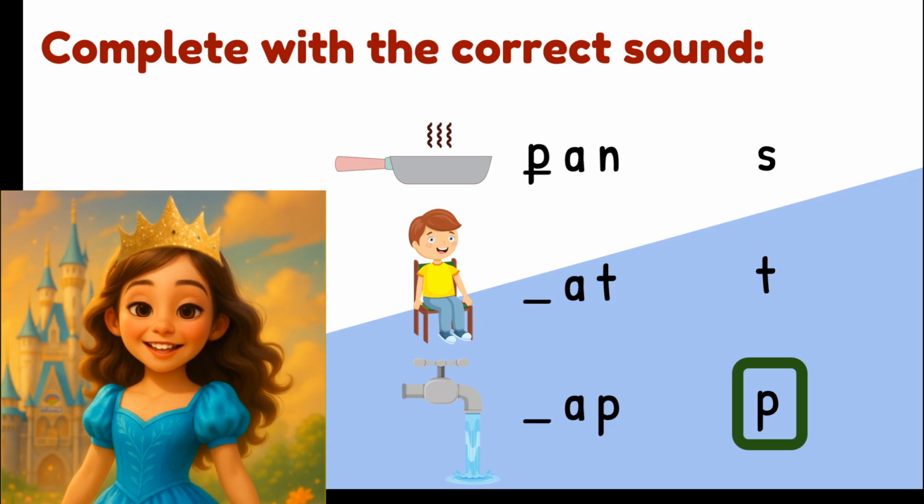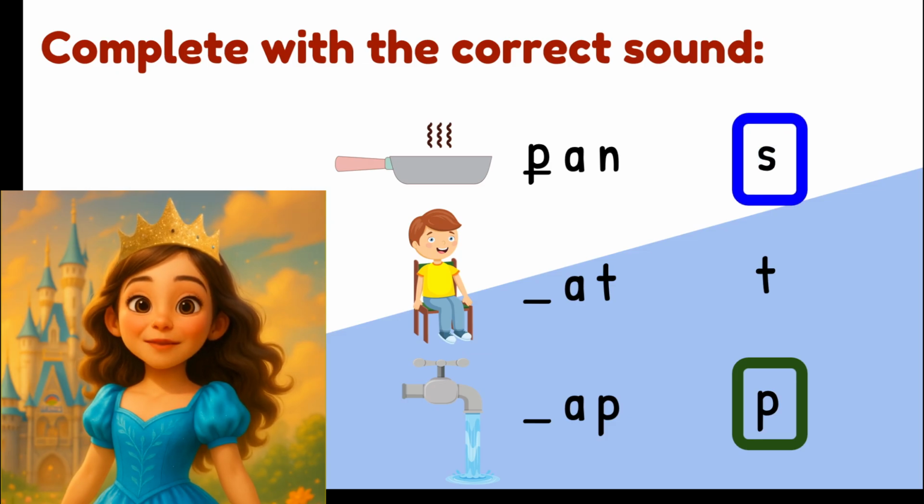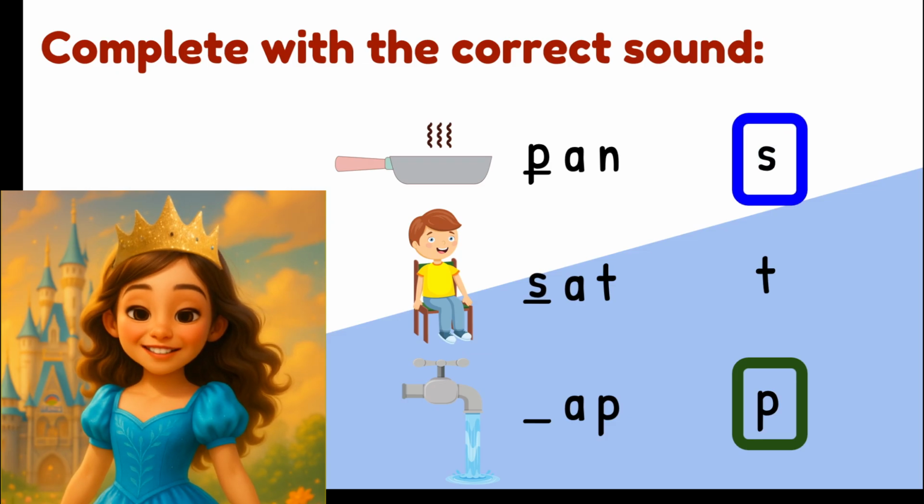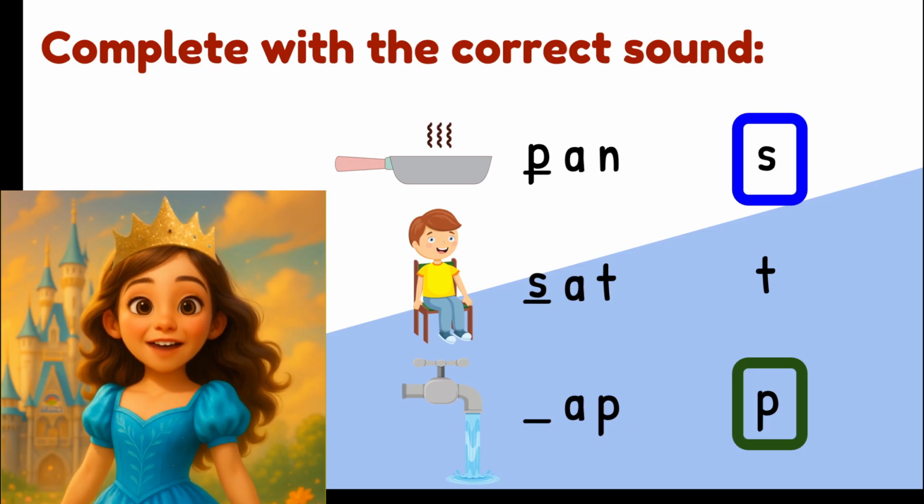Very good. Now the boy sat down. So the word is at. Is it tat or sat? Sat. Which of these 2 letters over here, s, t, are you going to use to complete the word sat? Very good. The letter S, the one that makes s. Now you have sat.